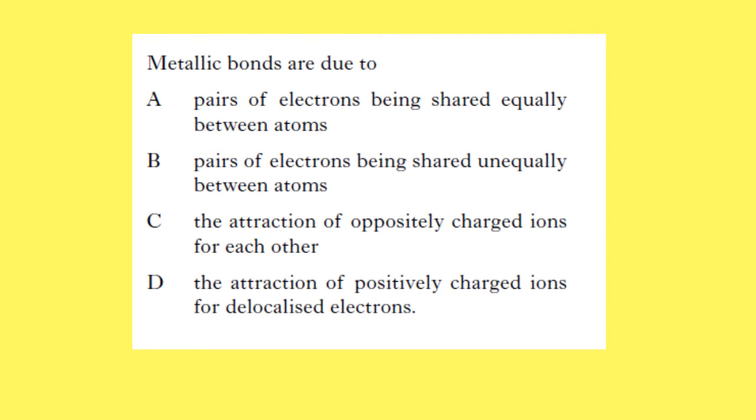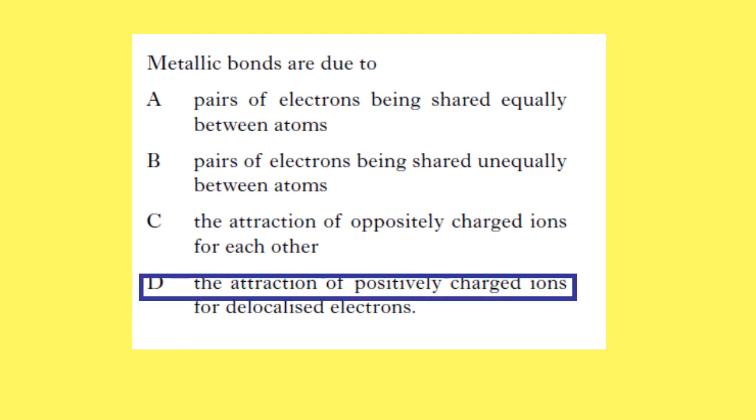So choose the correct answer. Metallic bonds are due to, for this one, it is D. Metallic bonds are due to the attraction of positively charged ions for delocalized electrons.